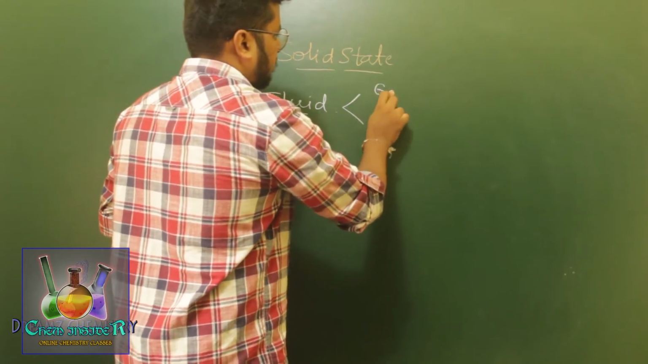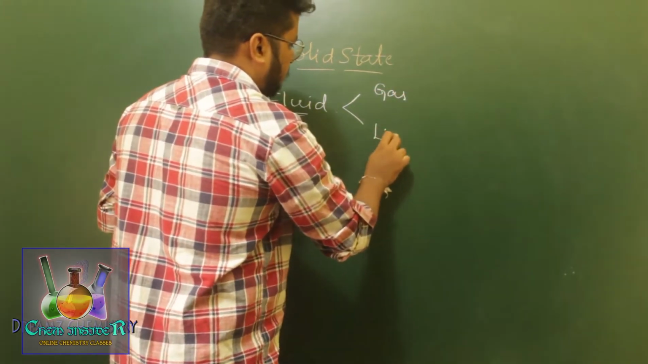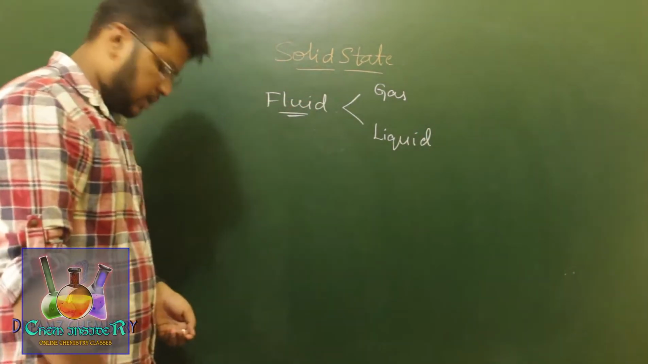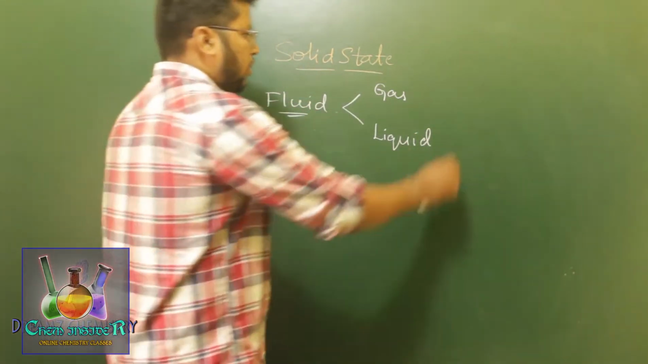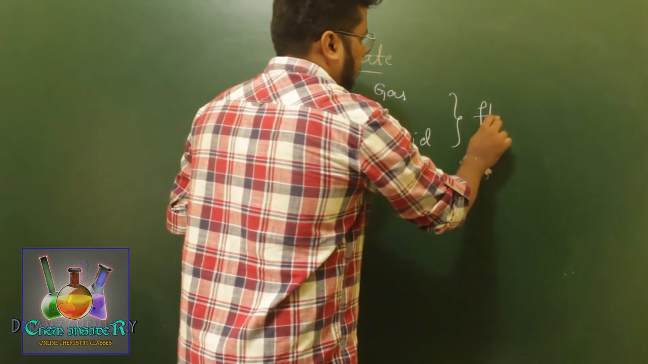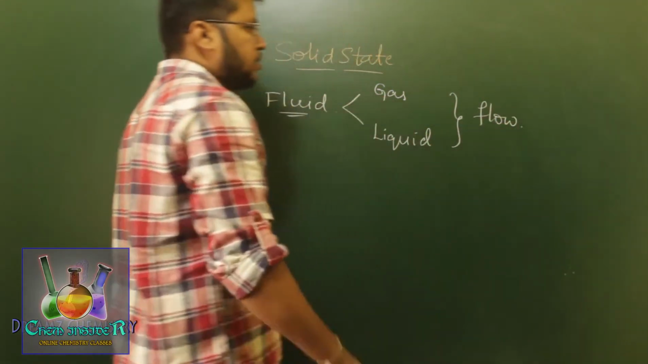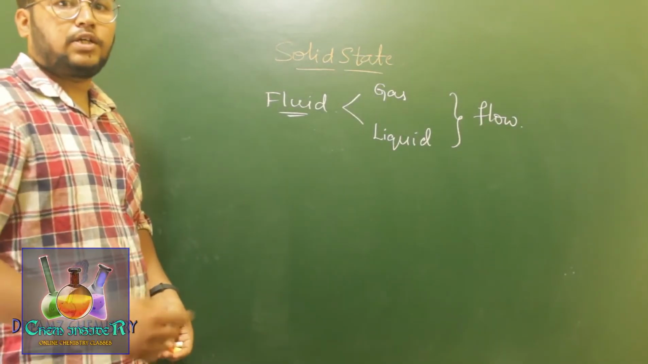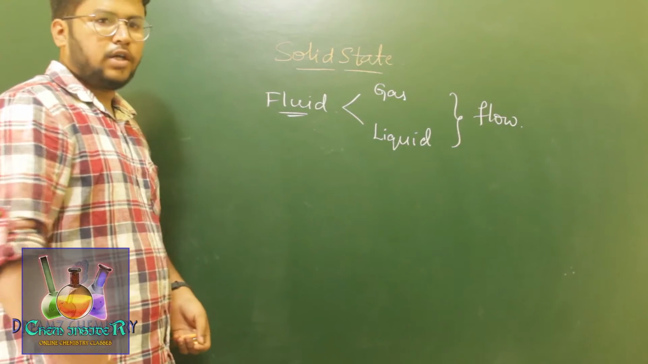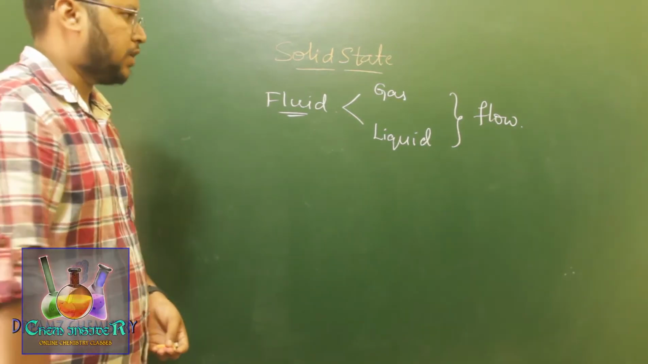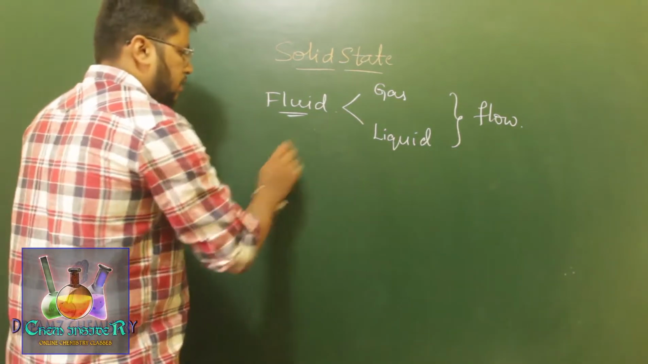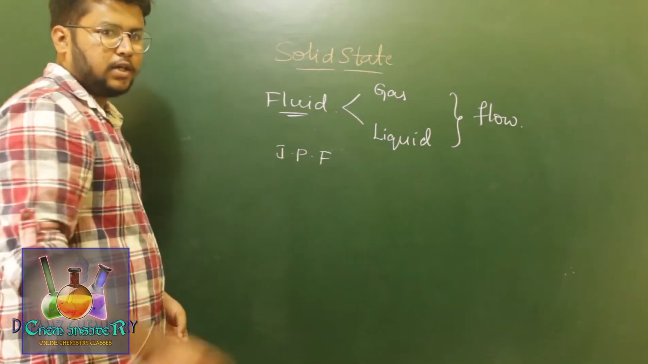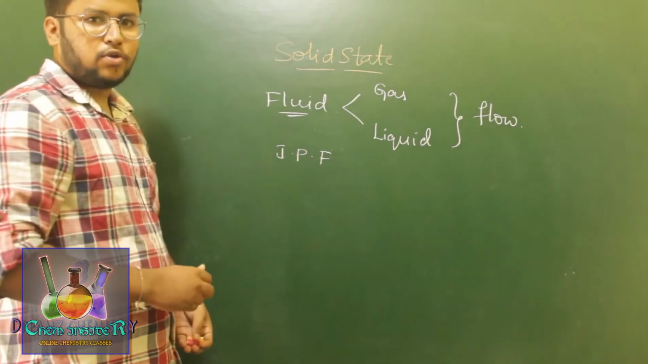In general we have two states of matter which can flow. Those are gases and liquids. Gases and liquids are also called fluids because they can flow. This flow nature of a gas or liquid is because of its intermolecular force of attraction, in general also called interparticular force of attraction. This force in gases and liquids is less when compared to solids.